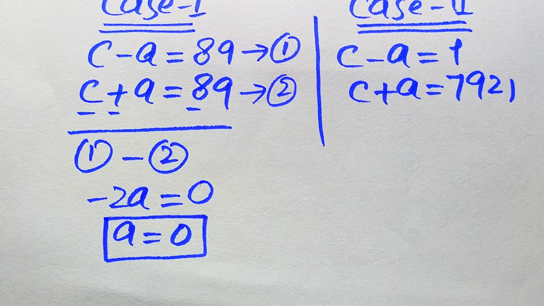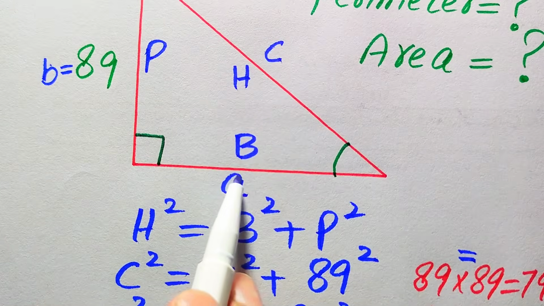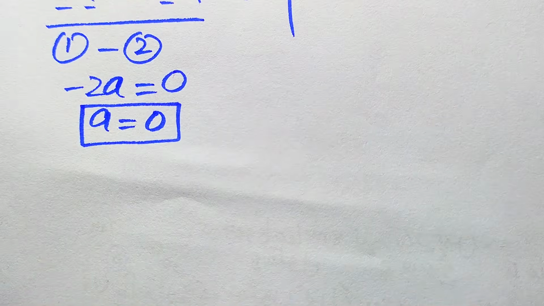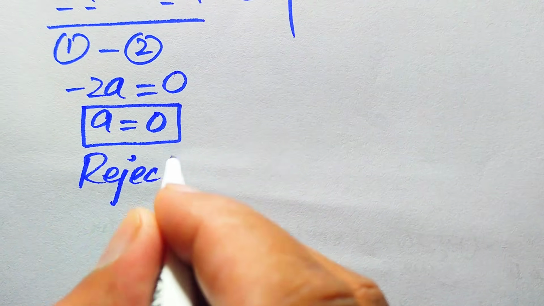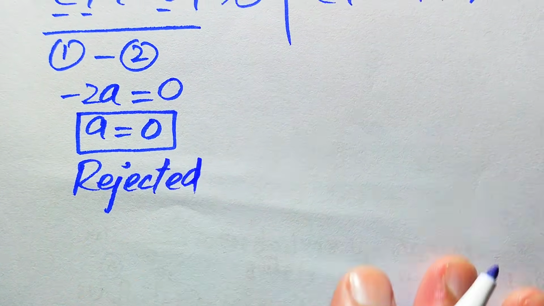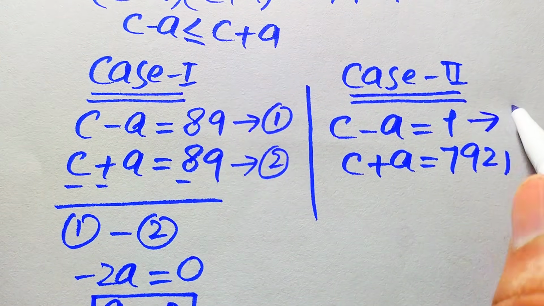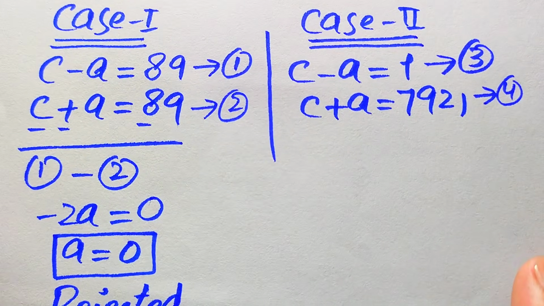So if a is equal to 0, this means that the base of the given triangle is 0, but it is not possible because all the side lengths are non-zero. So this is not a possible case, and we reject this case. Now we can proceed with the other case only, and in this case we call this equation number 3 and this is our equation number 4.